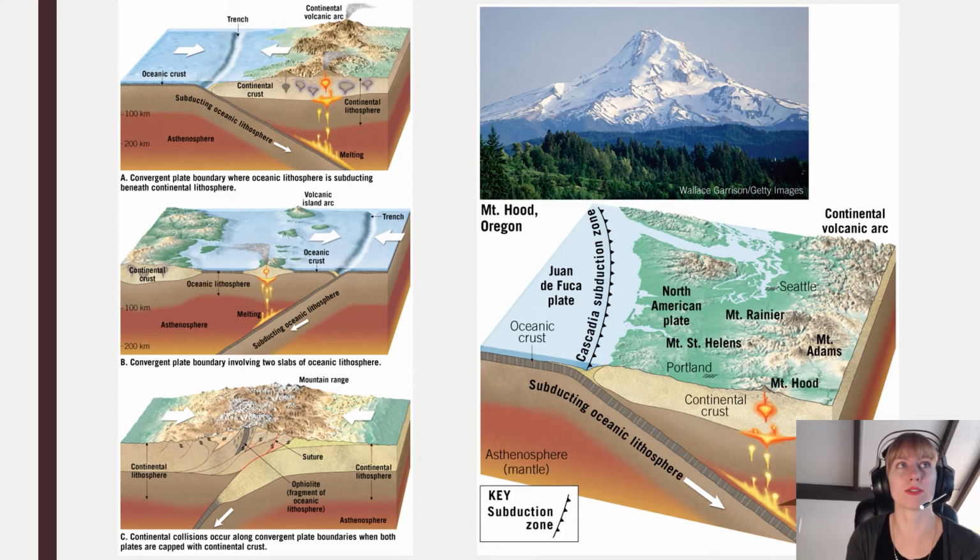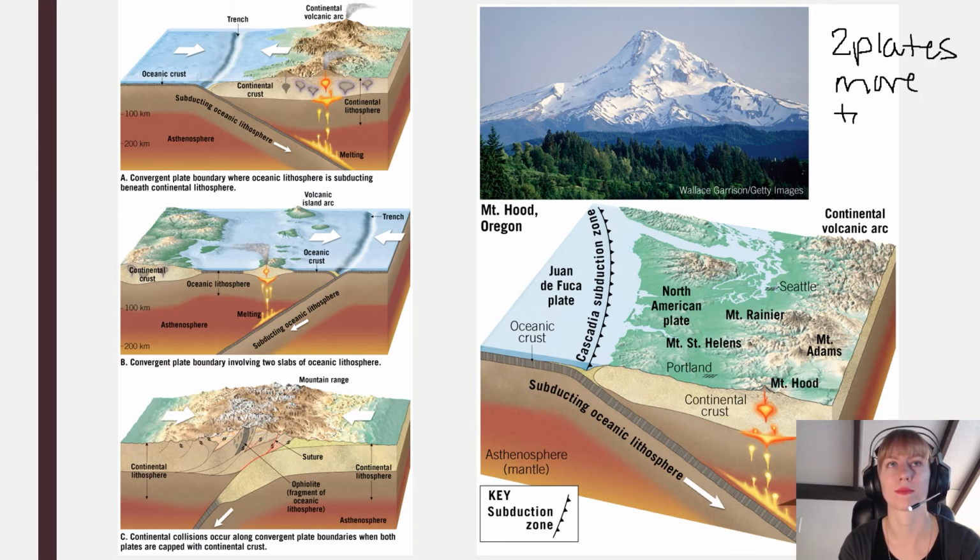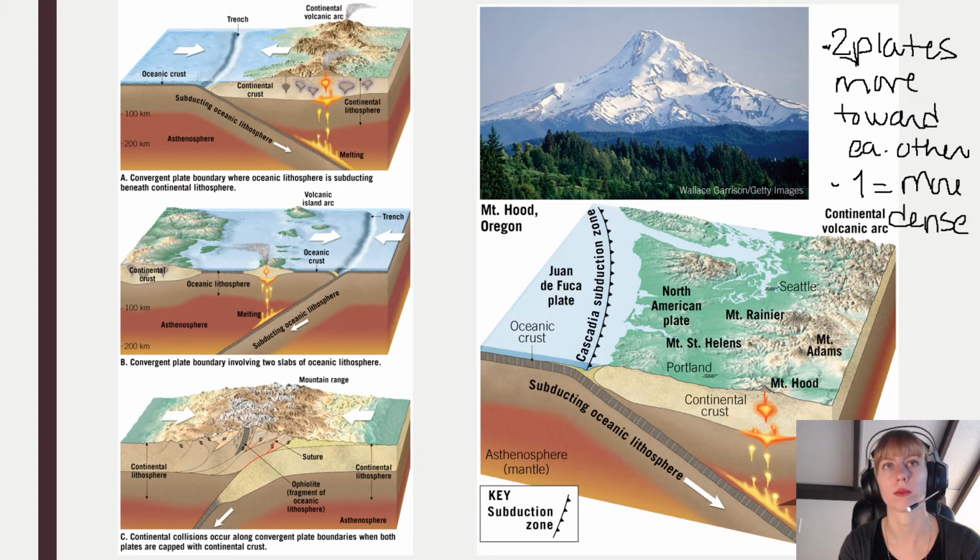Convergent plate boundaries happen when two plates move towards each other. One plate is denser than the other, which leads it to subduct under the other.